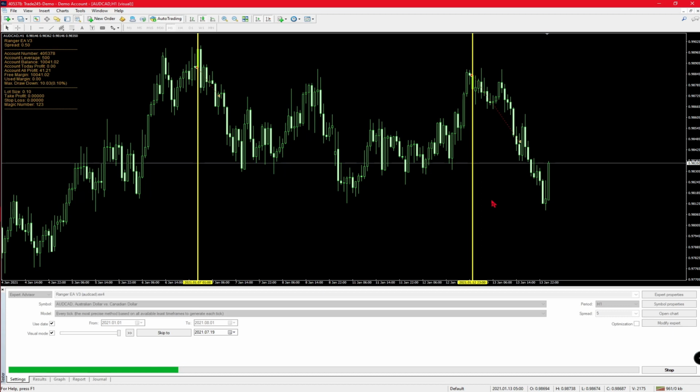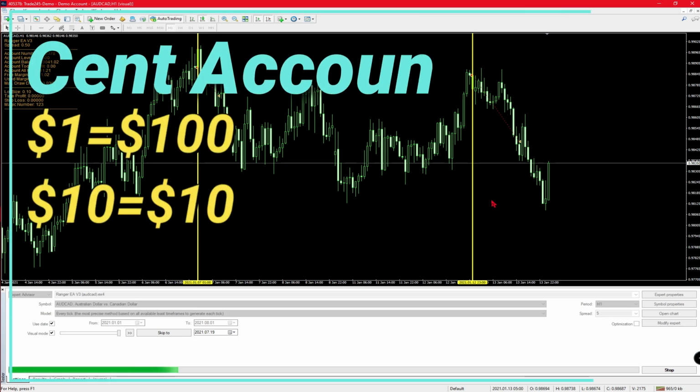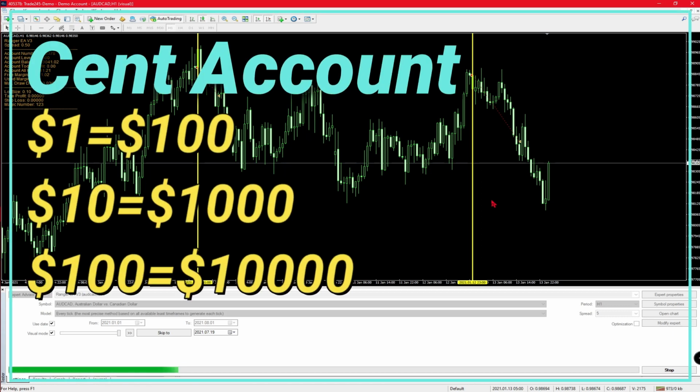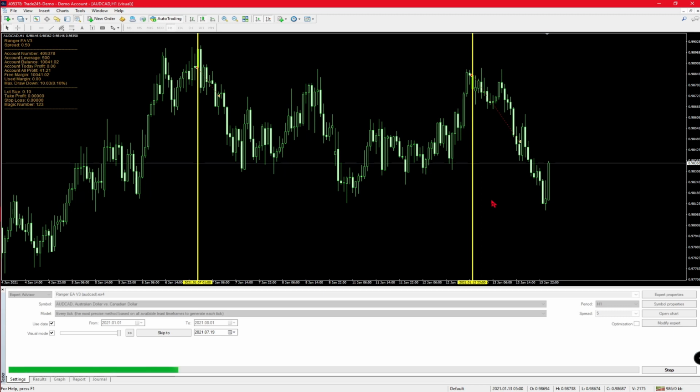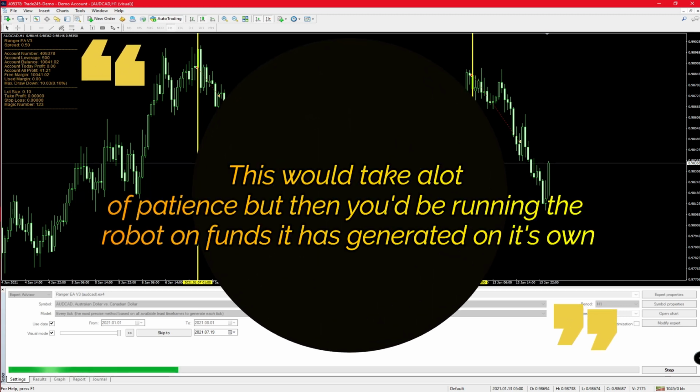If you have $1, it will translate to having $100. So if you have $10, it's 1,000, 100 is 10,000, and so on. So you will be able to increase the lot size there and see what the drawdown is if you were to change it on a standard account. You could also use the cent account to be able to get to the base amount of $250 in order to run this robot on 0.01 lots on a real account.